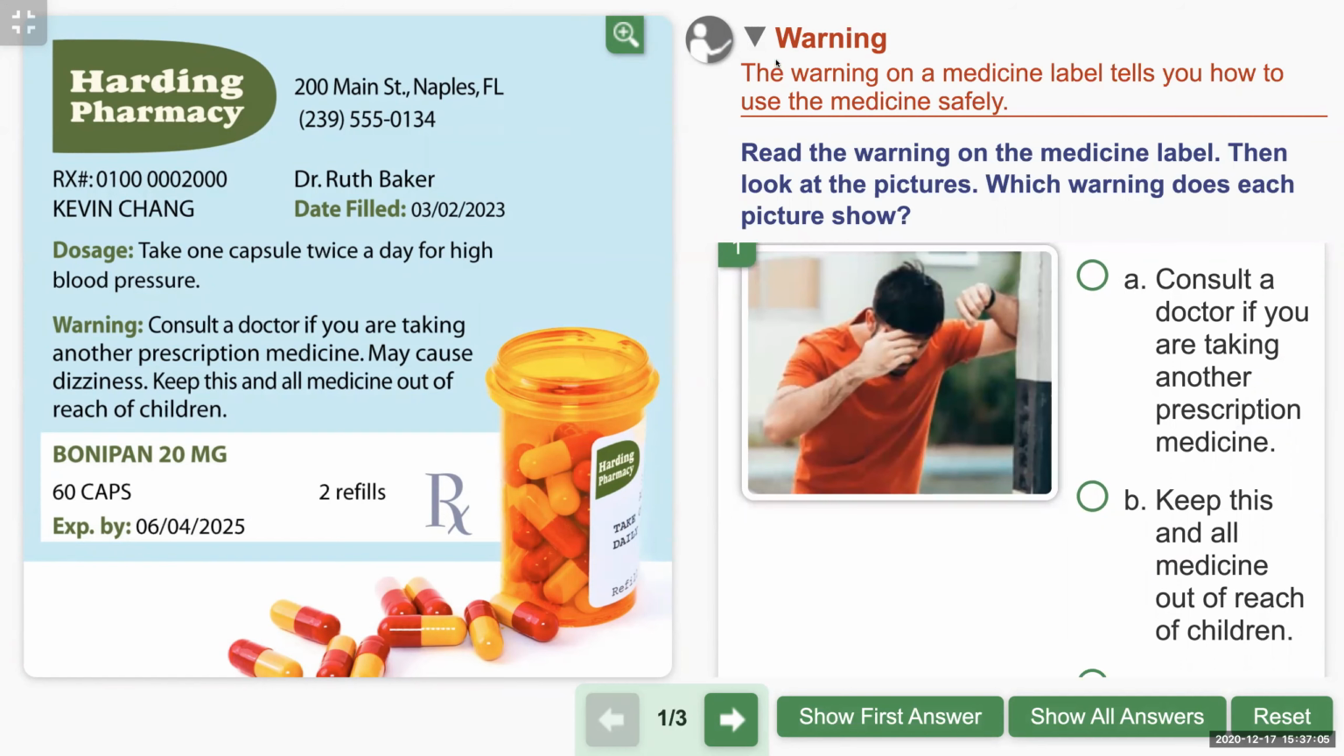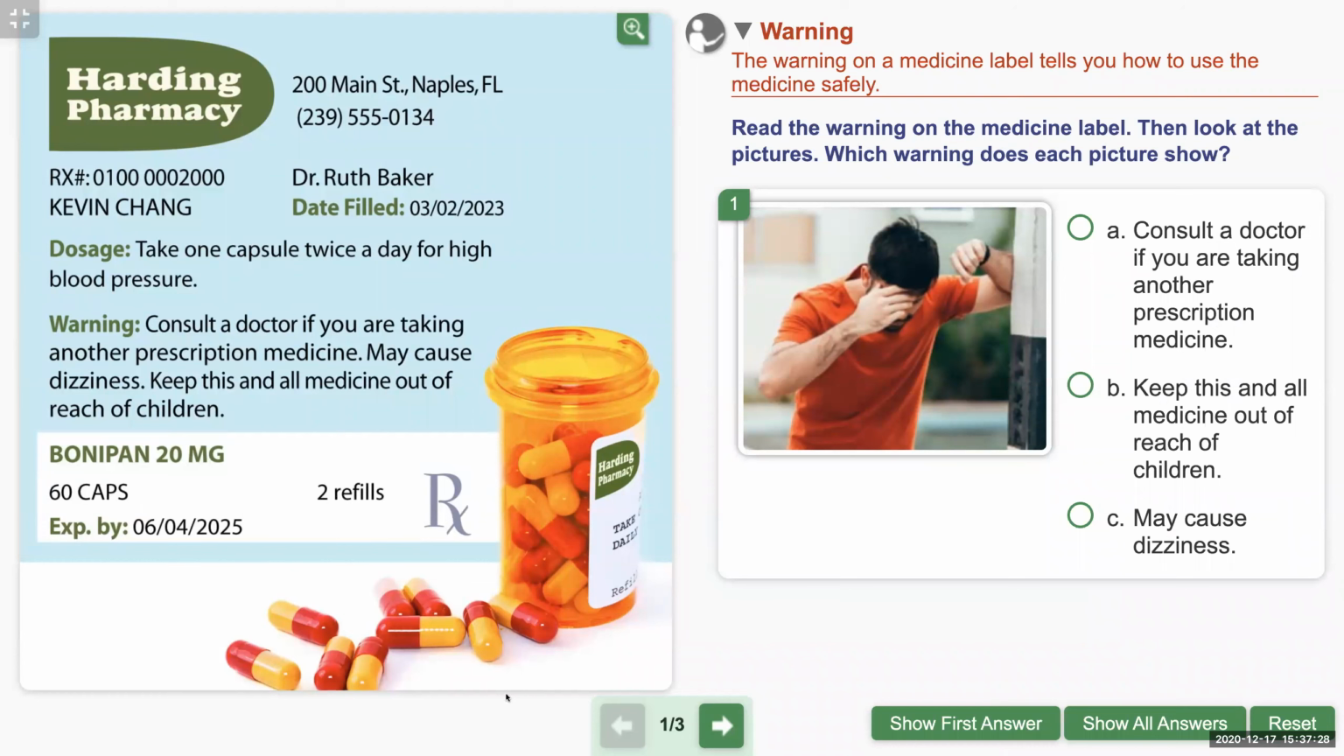So it says warning. The warning on a medicine label tells you how to use a medicine safely. Read the warning on the medicine label, then look at the pictures. Which warning does each picture show? So let me go ahead and make this a little bit smaller so that we're able to see the entire information. So here we want to first go back to our warning label. And it says, consult a doctor if you are taking another prescription medicine. May cause dizziness. Keep this and all medicine out of reach of children.